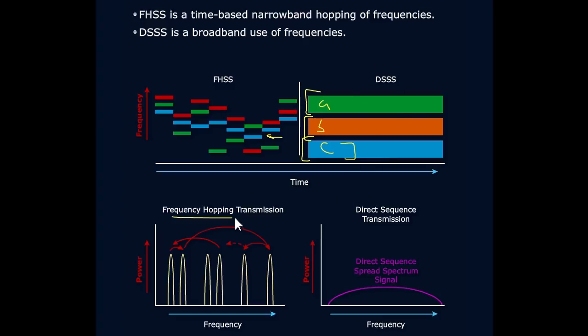So frequency hopping transmission, not used nearly as often anymore. It was an early method for being able to convey information and get around the jamming issue. Direct spread sequence spectrum signal, DSSS, is much more commonly used as a way to provide that same goal, get around the jamming and be able to send out data intelligently using a broadband technology rather than time-based hopping to adjust how that information is being sent.